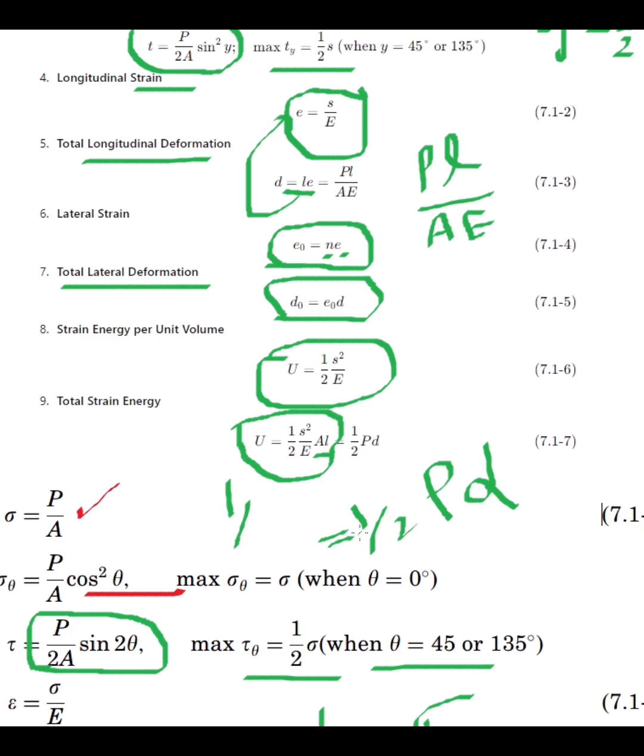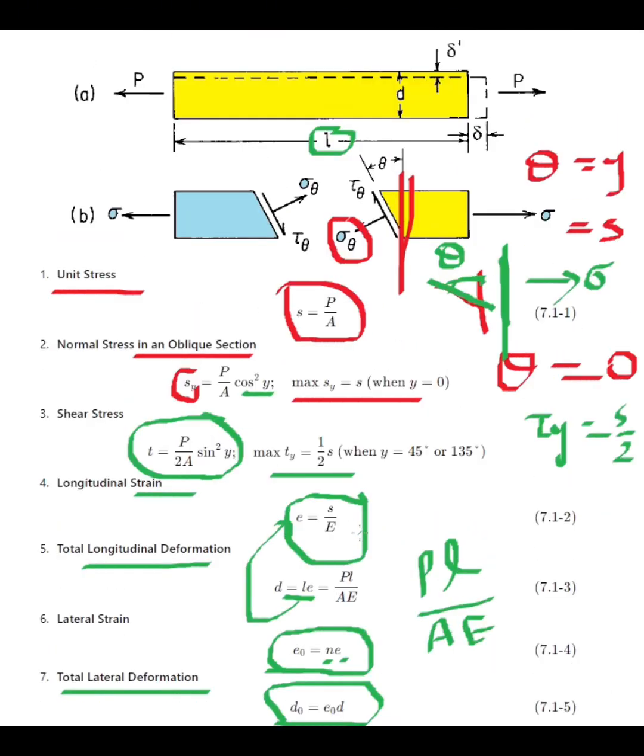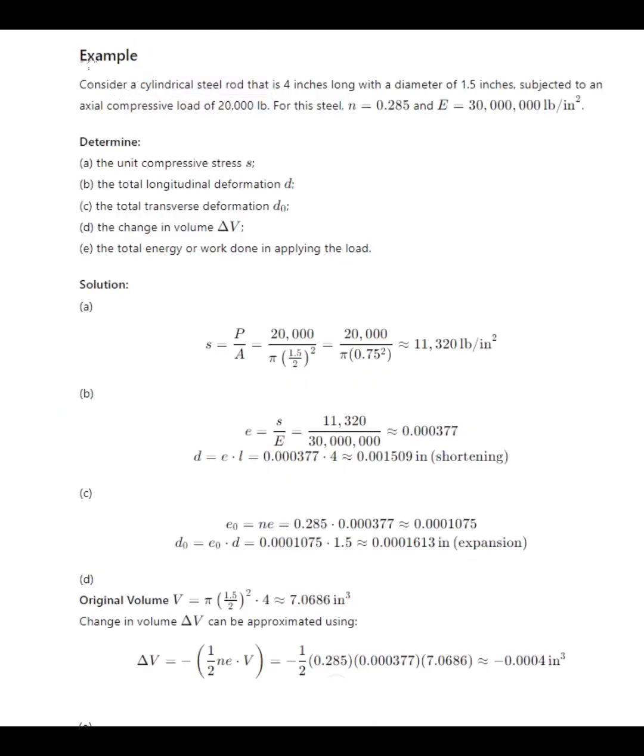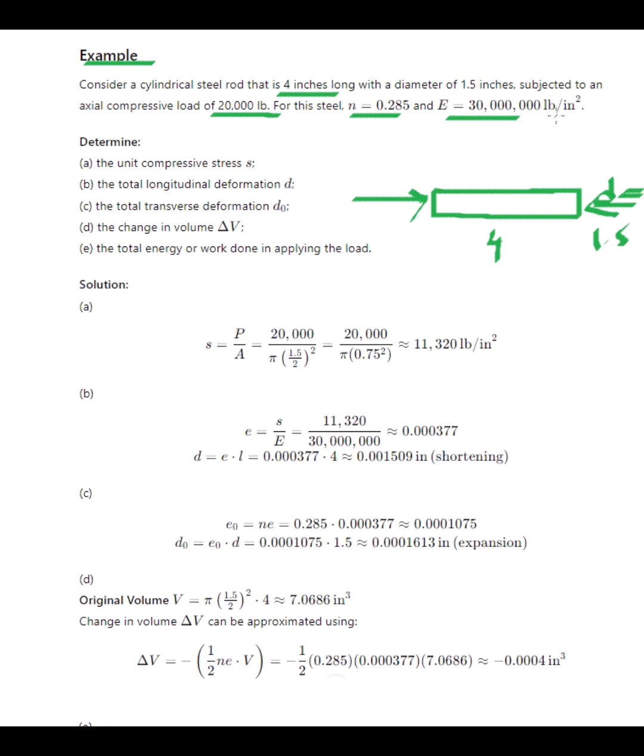Okay, I will make one simple example, then you can understand. Consider a cylindrical rod that is 4 inches long, with a diameter of 1.5 inches, subjected to an axial compressive load. Compressive load means you apply it like this. The load is 20,000 pounds, Poisson ratio 0.285, Young's modulus 30,000 pounds per square inch. We will calculate the compressive stress, longitudinal deformation, transverse deformation, change in volume, and the total energy or work done.